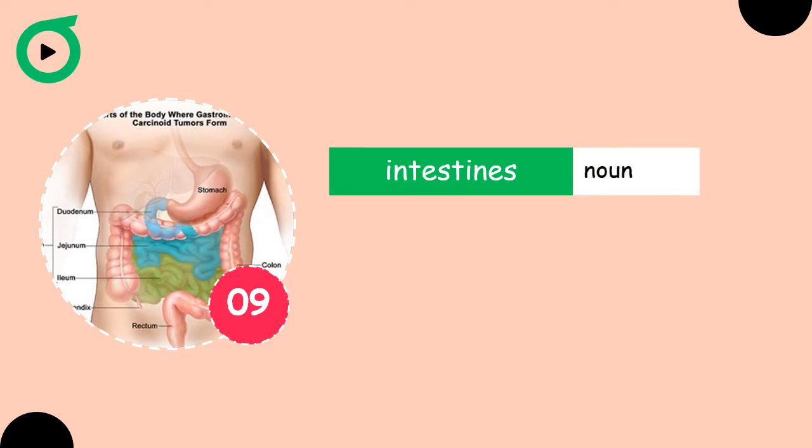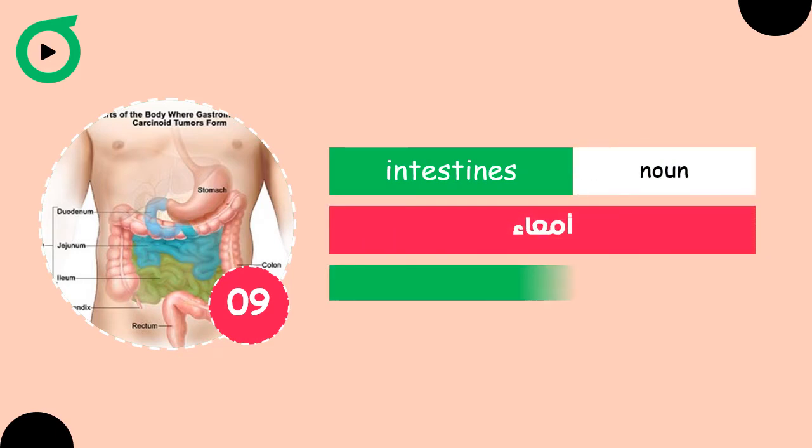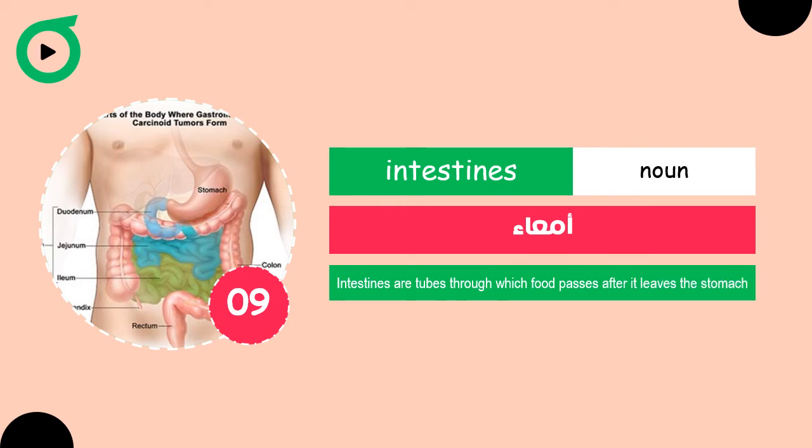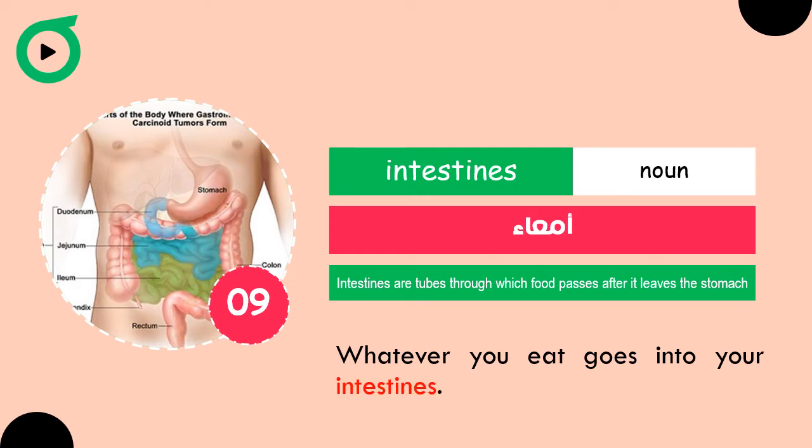Intestines. Intestines are tubes through which food passes after it leaves the stomach. Whatever you eat goes into your intestines.